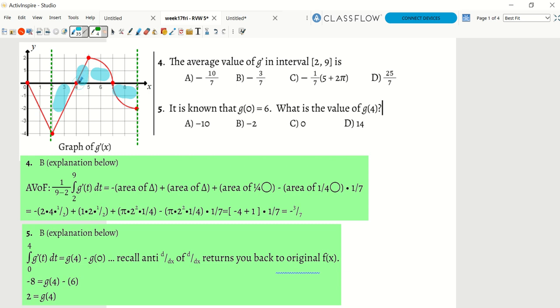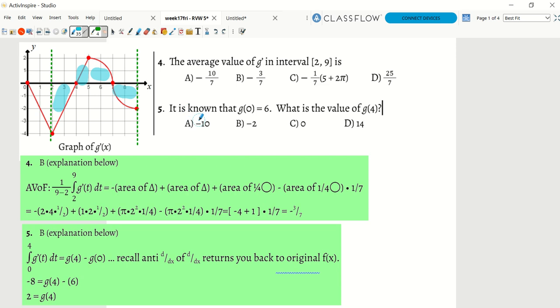So you just find the area of this triangle and subtract that from the area of this triangle, and then you multiply that by 1/7, which is 1 over 9 minus 2, and we're getting negative 3/7. Okay, so your answer is B.